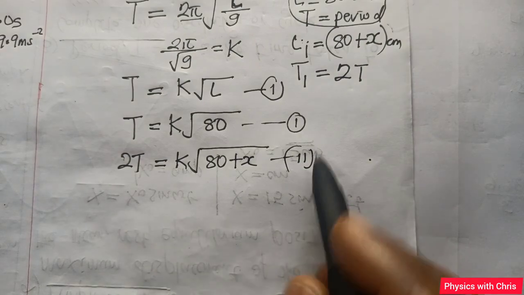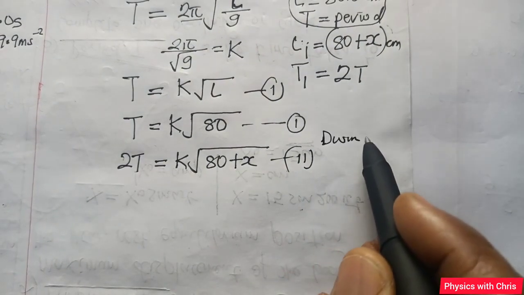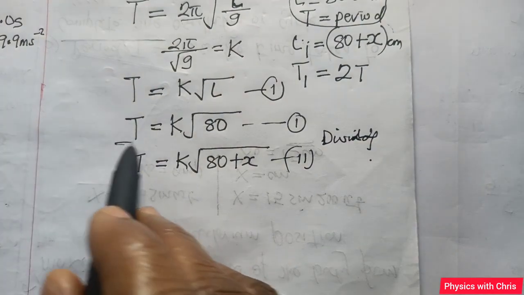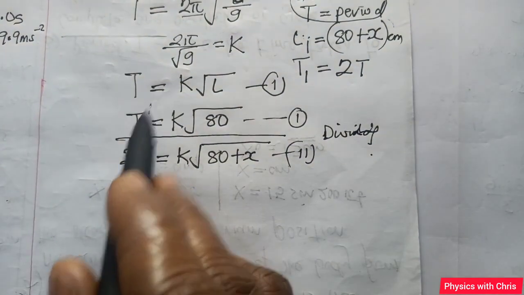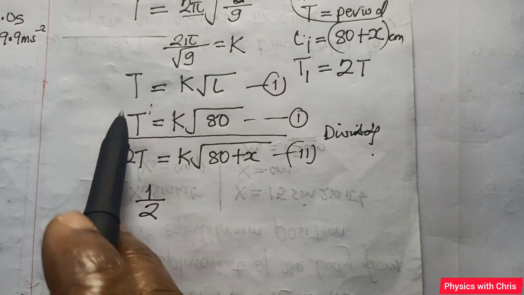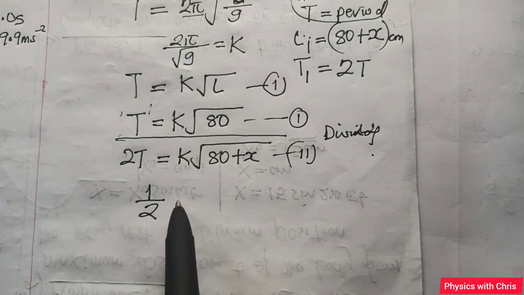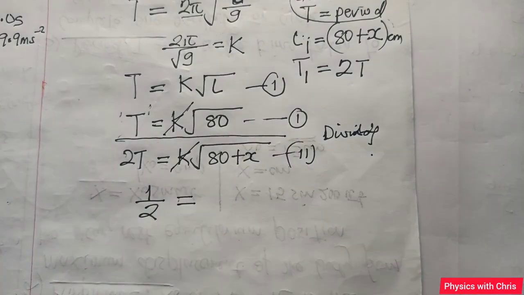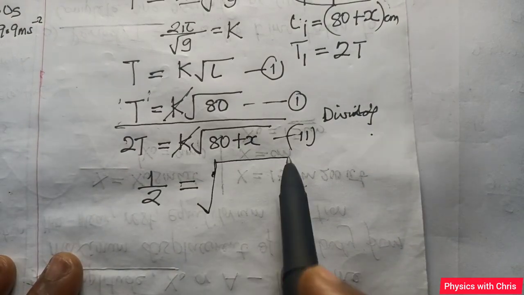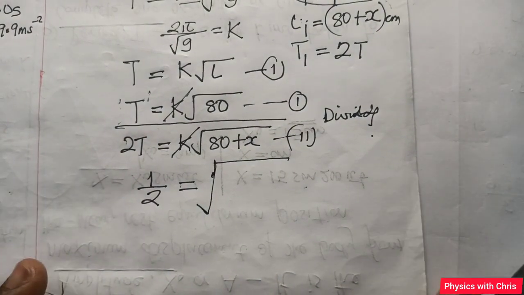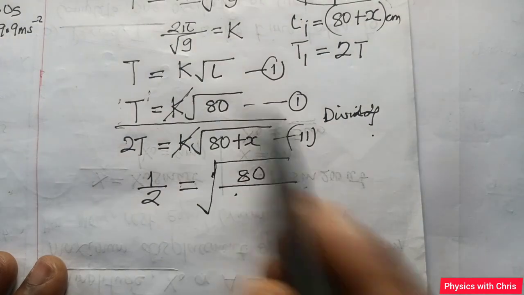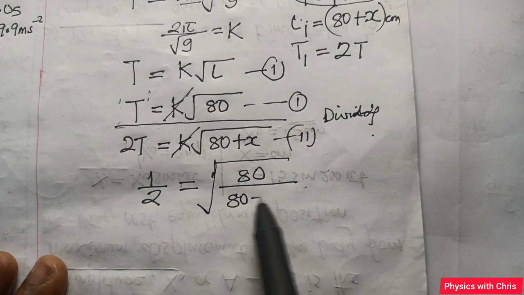Let me start by dividing equation 2 by 1. T cancels T, so what is left on the left is 2 over 1. My constant will cancel out. That's why we did not use any value for g, because some students may want to say, let me take g as 10. You were not told that, so you may not use it. That gives me, on the right hand side, the square root of 80 plus x over 80.